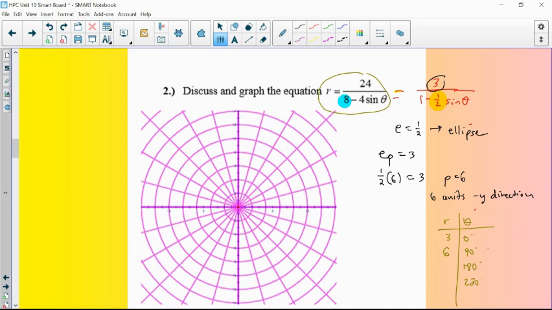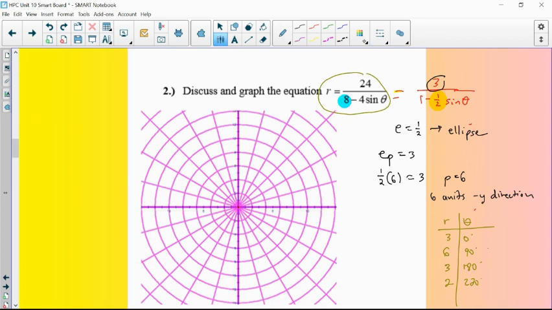Now 180. The sine of 180 is 0 again, so we get 24/8, which is 3. And then 270, the sine is -1, so we get 8 minus a -4, which becomes positive. So we get 24/12, which is 2. So I have 4 key points, and I know it's an ellipse.